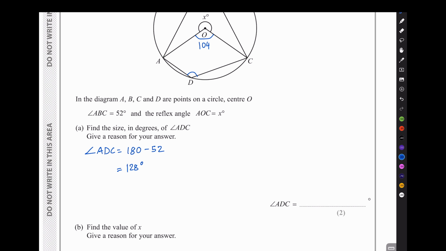We should actually give our reasoning. I should write: opposite angles of a cyclic quadrilateral add up to 180 degrees. That's pretty much it.